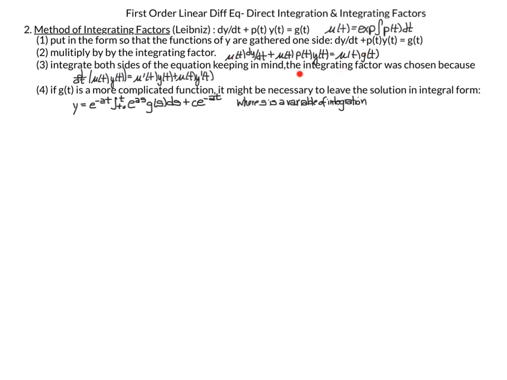And what we want to keep in mind is that the integrating factor mu of t was chosen so that d dt of mu of t times y of t is, by the product rule, equal to mu prime of t y of t plus mu of t y prime of t. And we'll see how that makes this integral fall out. And then we have one other point here. If g of t is a more complicated function, it might be necessary to leave the solution in integral form, and we'll have an example of that towards the very end.